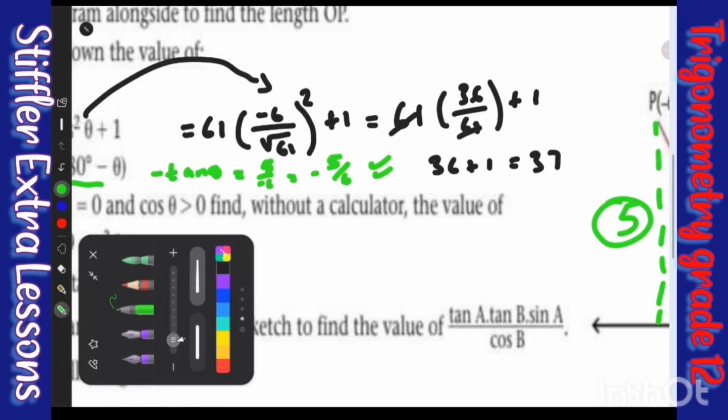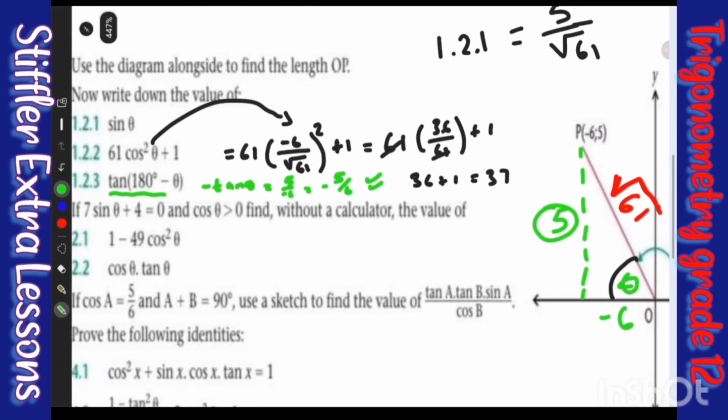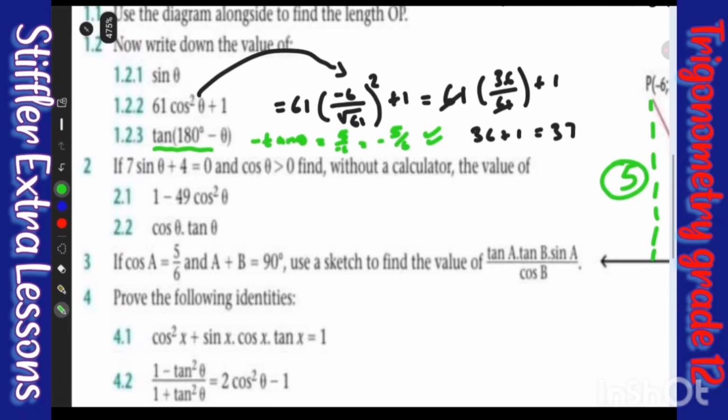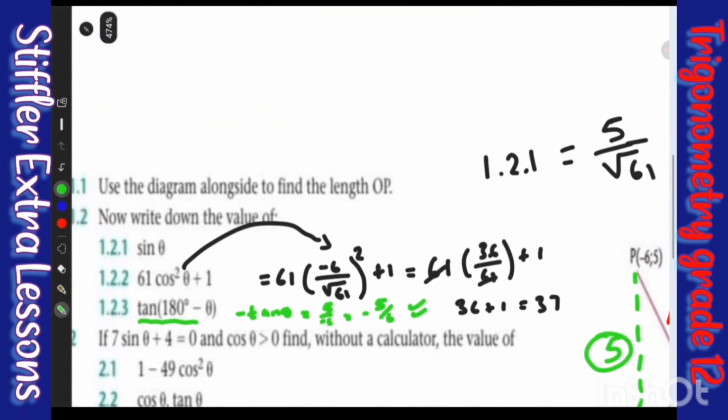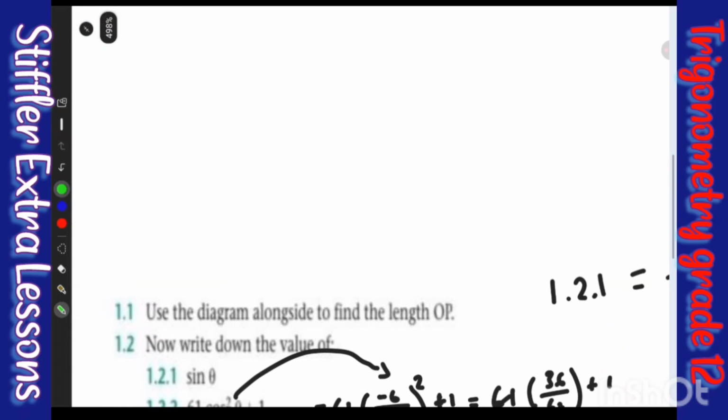So let's see what else do we have on this question paper, or on this exercise. So here we are given that if 7 sine theta plus 4 is equal to 0. Let me just rewrite it there. We are given that if 7 sine theta plus 4 is equal to 0, and you're also given that cos is greater than 0.